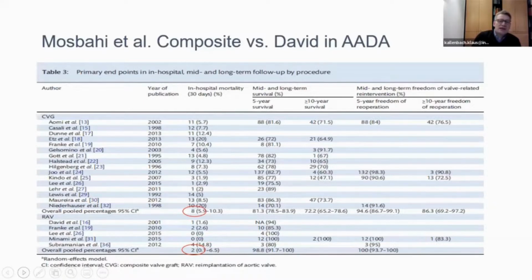So this is again a meta-analysis. CVG means Bentall operation, and RAV means valve-sparing operation. As you see, the in-hospital mortality at 30 days is 8% overall pooled in the Bentall operation, and only 2% overall pooled in the David group. So this study clearly shows that the David procedure has an even better outcome than the composite replacement. Next slide, please.